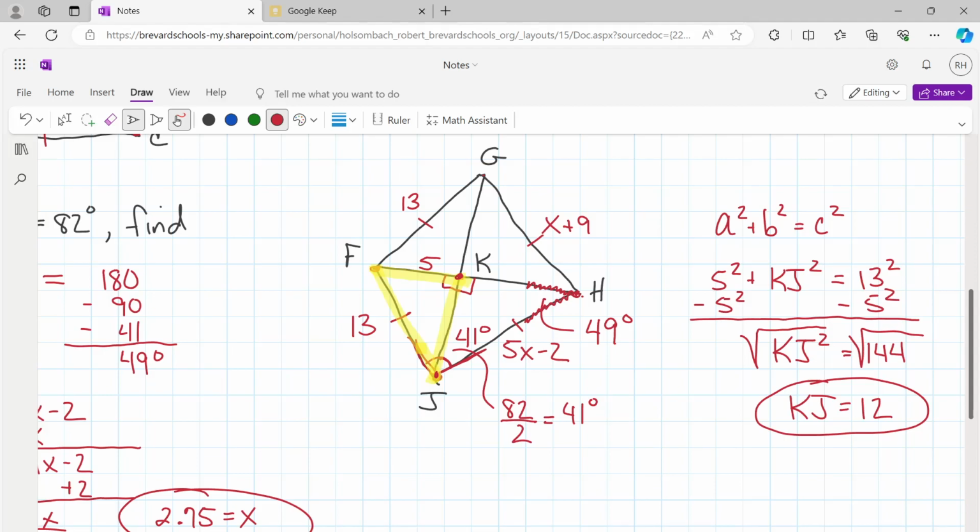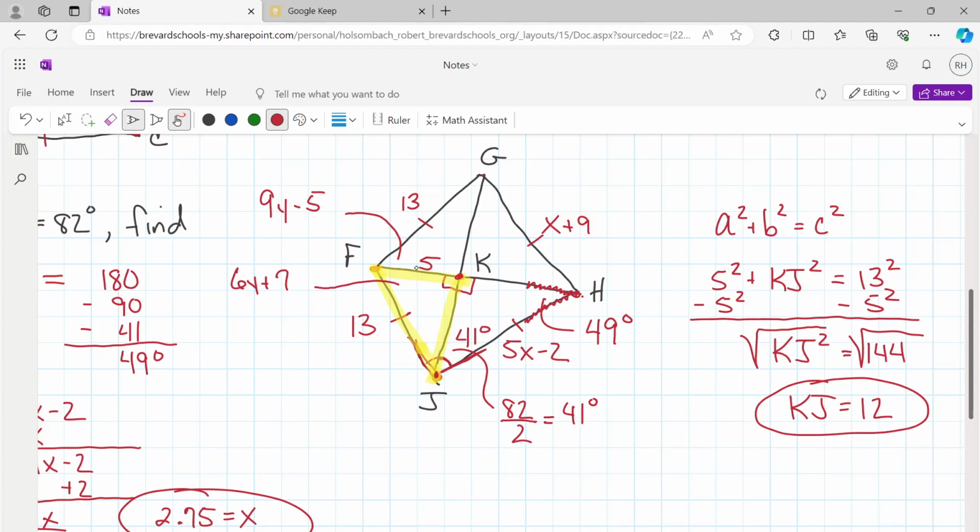All right, there's one more question down there, and it states that if the measure of JFK, let's see, where's JFK? J to F to K. All right, so this angle is 6y plus 7. And the measure of KFG, this angle, is 9y minus 5. Find y. All right, so now we've got to solve for y.